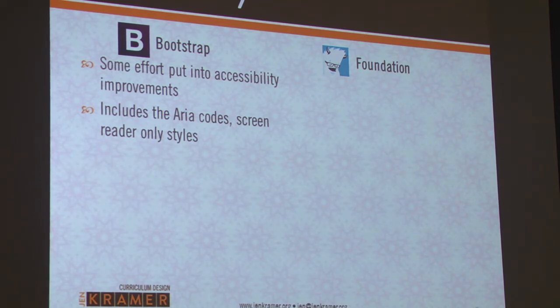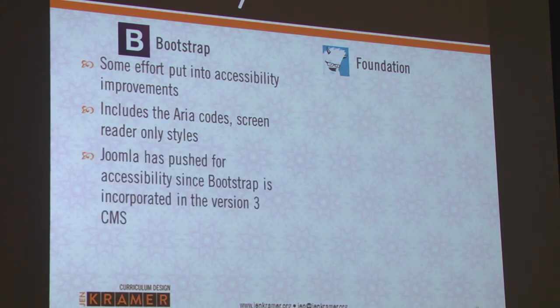What a screen reader only style will do is basically hide it from every browser there ever was, but if you are working with a screen reader, then certain things will become apparent to that. And I would like to say that Joomla is the one who's been pushing for this. Joomla, who got slighted in Eli White's talk, still the #2 content management system out there.